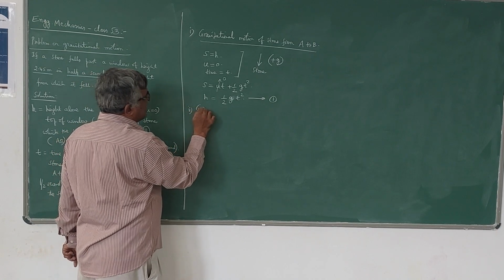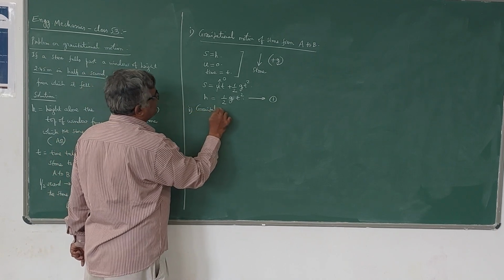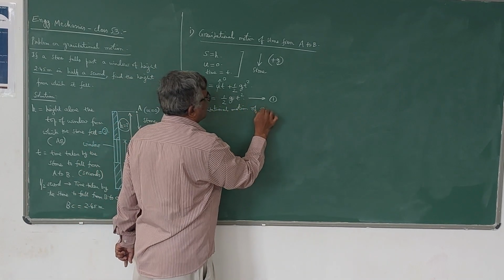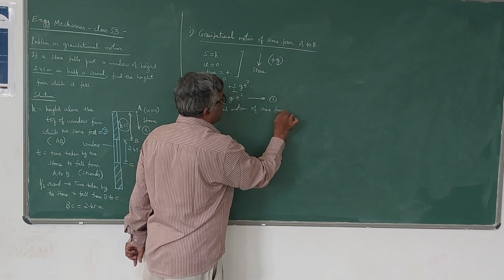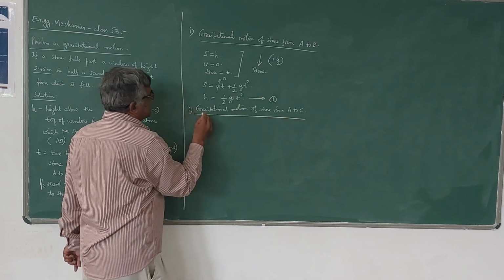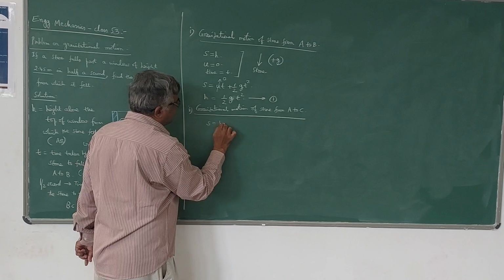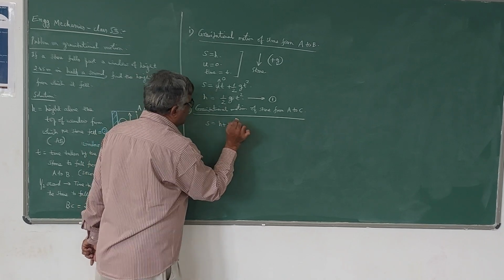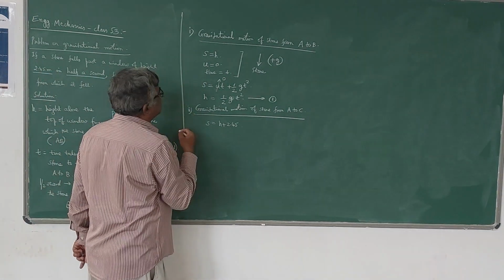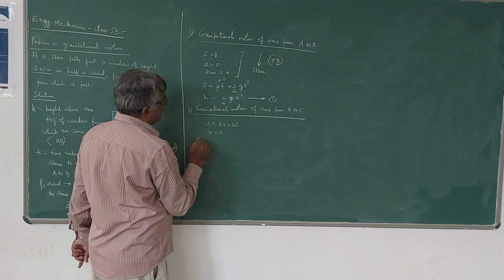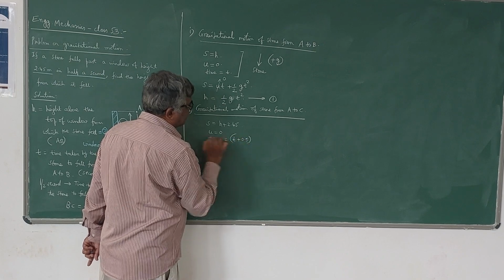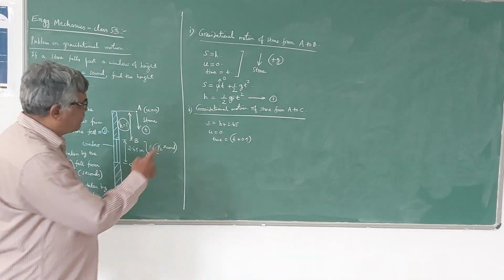Now second, I will take the gravitational motion of the stone from A to C. In this case, let us see the values: s is h plus 2.45, so you have to add 2.45 to that. So h + 2.45 is the distance traveled from A to C. Once again, u is 0, the initial velocity. Time will now be t plus half a second, that is t + 0.5 seconds.